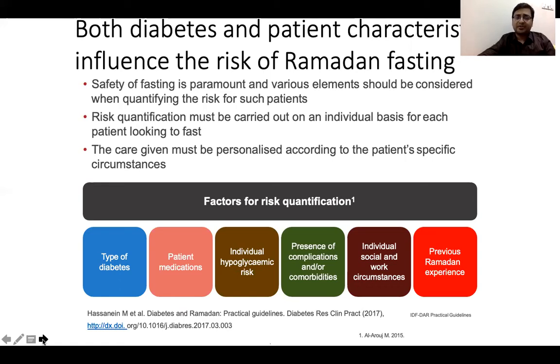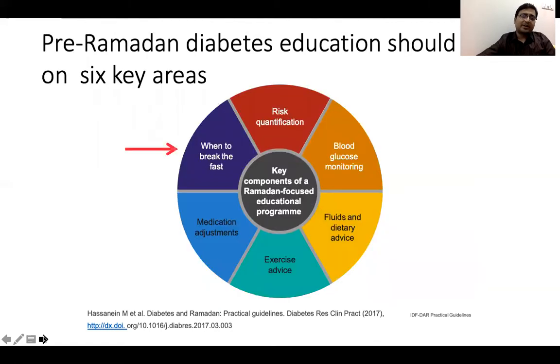Individualized hypoglycemic risk, presence of complications, comorbidities like renal complications, which in this group of patients are more prone to develop hypoglycemic attacks. Individual social work and circumstances: if somebody is working the whole day and at the same time doing exercise, then the risk of hypoglycemia is much more. And previous experience of Ramadan, how well he or she could tolerate the previous Ramadan. These are some of the very important parameters that we have to look upon before going for a fast.